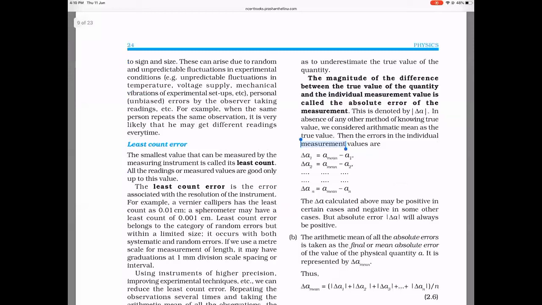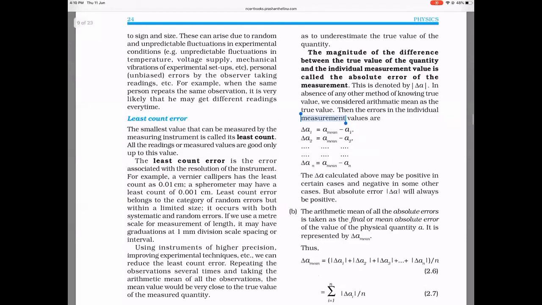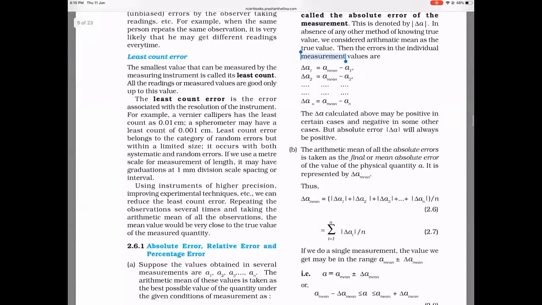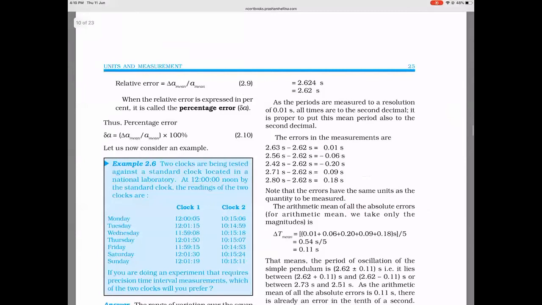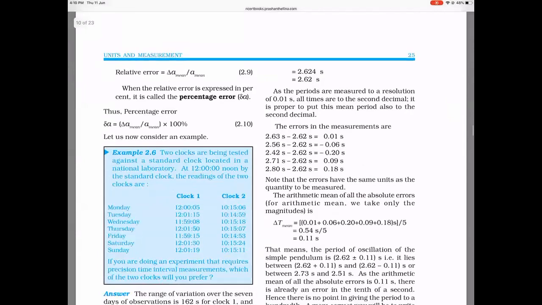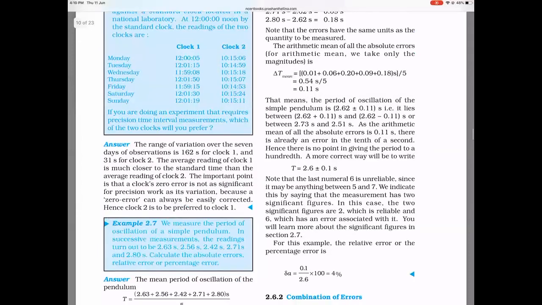This is just theory. They won't ask you this question in your exam. I have never seen this question in an exam. I'm just trying to read out and make up some kind of a story for you. So you read this on your own. Nothing else there. Absolute error, relative error, percentage error, I have already explained to you. So this is what I had to add.